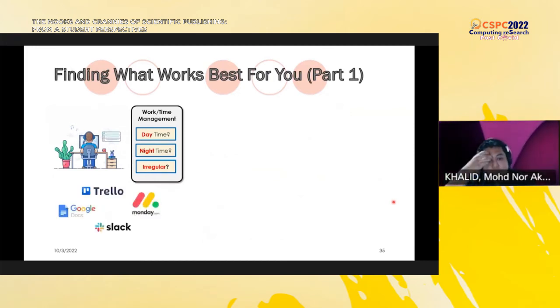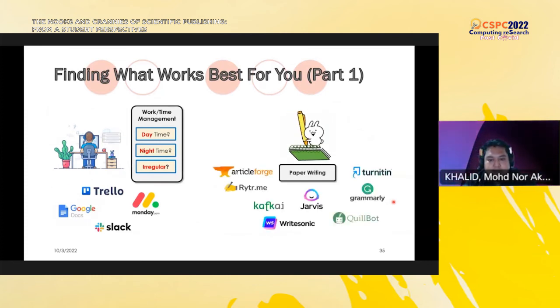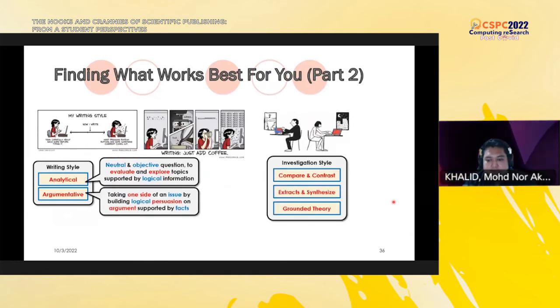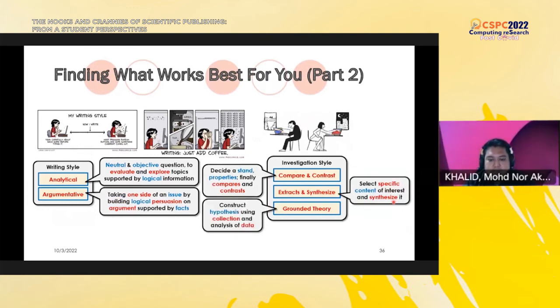Do you work at day, or do you need night or irregular hours? What software can you use, for example, and what is your writing style? How do you investigate? You need to identify which one is best for you. Then from there you can actually improve yourself.